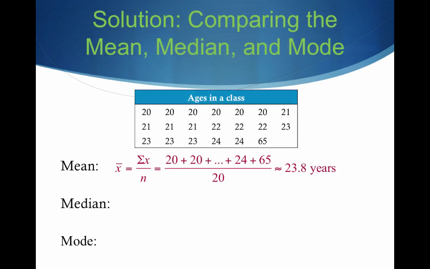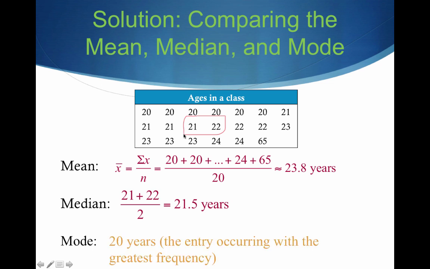Let's figure out the mean. We're going to add up all of our ages and divide by the number of students, which is 20, and we get 23.8 years. So the mean average of the class is 23.8 years. For the median, we have 20 students in the class, so we're going to average our 2 middle numbers, which are 21 and 22. Here are our two middle entries. We take 21 plus 22 and average them and get 21.5 years.